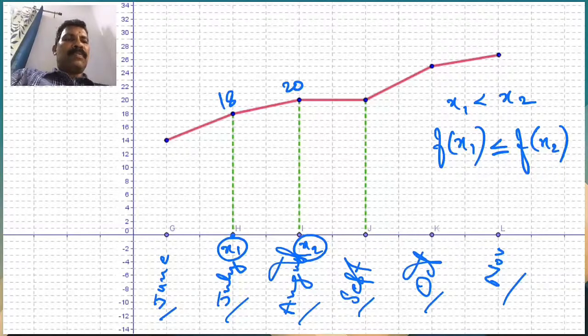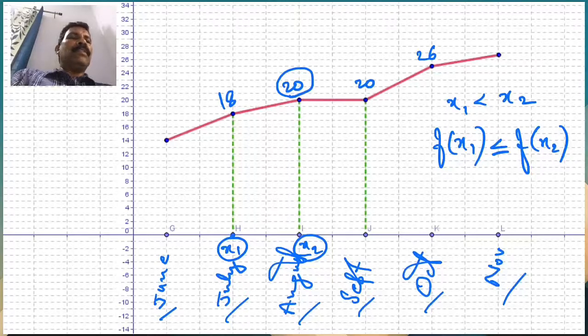Because sometimes, for example, in the months of August and September, the student has the same marks. But you can see that once he scored 20, next time he is not going below that. That is, at least he is keeping the same marks, but not going down. Similarly, if it reaches a particular height, say for example 26, then it is not going down. It may not go up, but it is not going down.